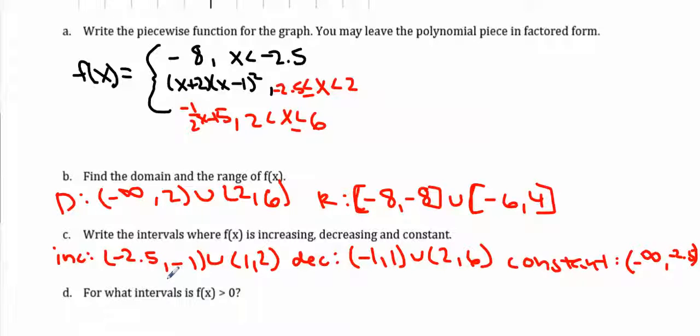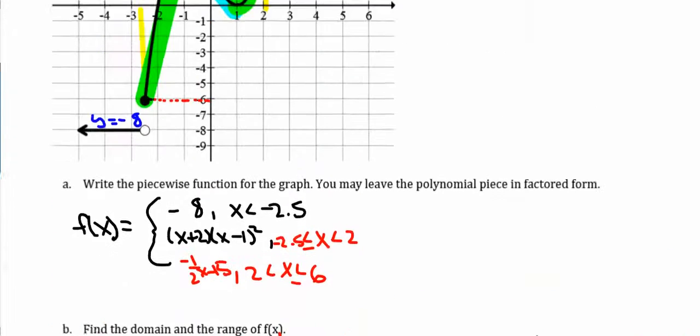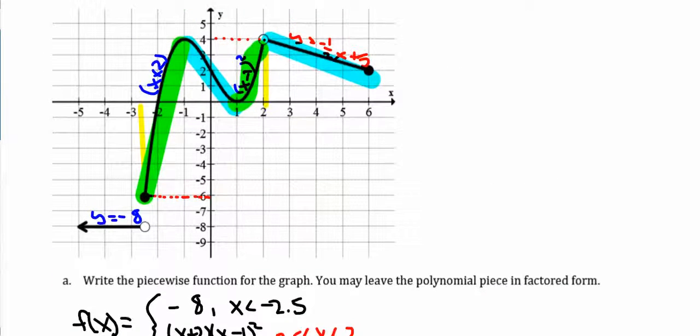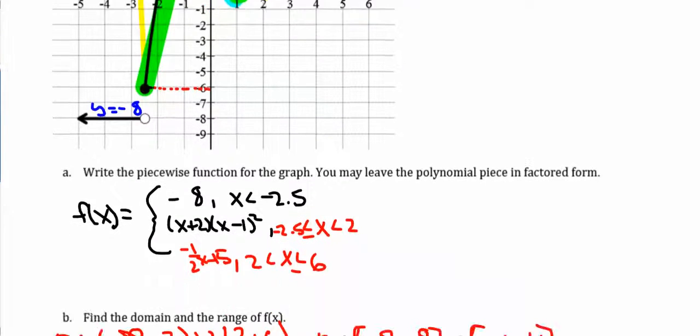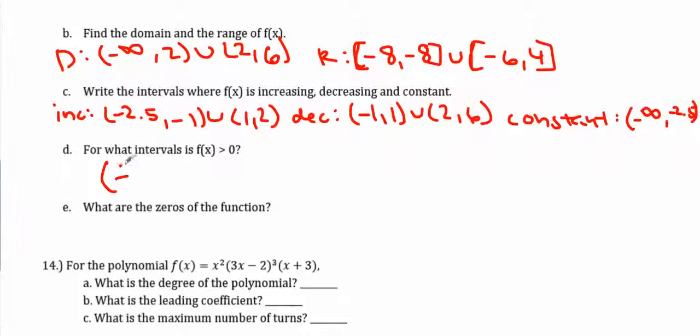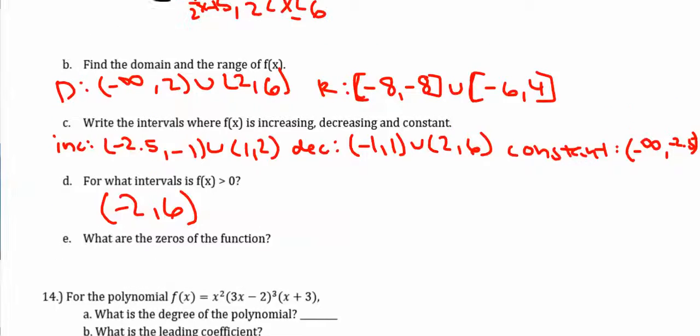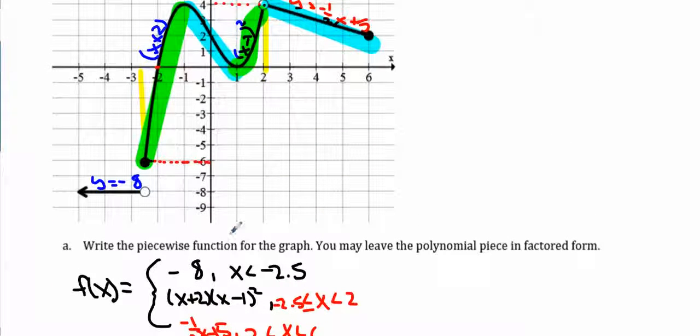Perfect. Lastly, it asks for what intervals is f of x greater than 0? So where is y greater than 0? Well, y is greater than 0 from negative 2 to 6. And then what are the zeros of the function? Let's just look where it is crossing or touching the x-axis. So at negative 2 and at 1. Those are my zeros.